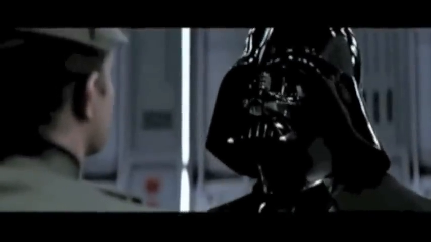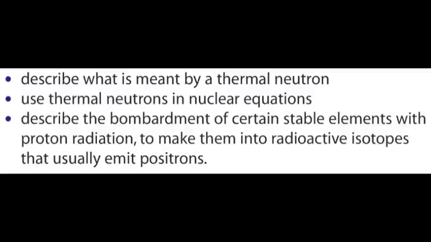Lesson number 13, Bombardment. By the end of this lesson, you should be able to describe what is meant by a thermal neutron, and use thermal neutrons in nuclear equations, and describe the bombardment of certain stable elements with proton radiation to make them into radioactive isotopes that usually emit positrons.